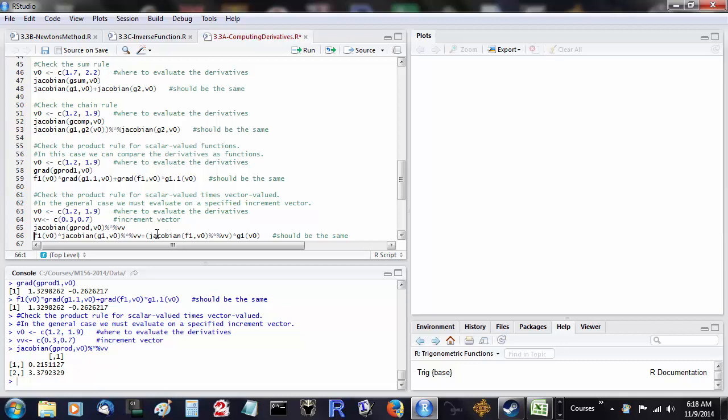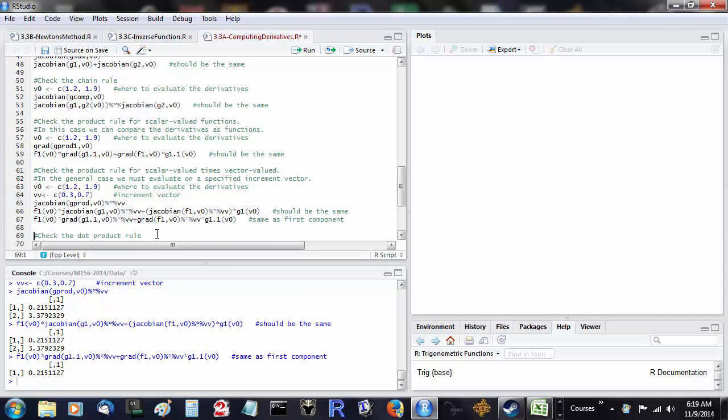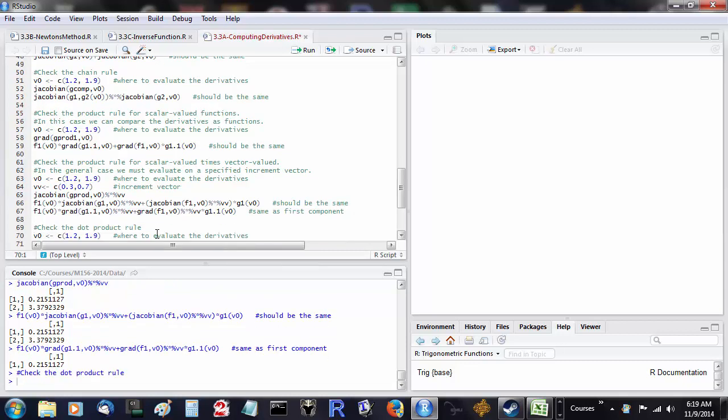In the first term in the product, I differentiate the second function, g1. In the second term of the product, I differentiate the first function, f1. And in either case, I evaluate the thing that's not just a number on the vector vv, and I get the same answer. Finally, the dot product rule.